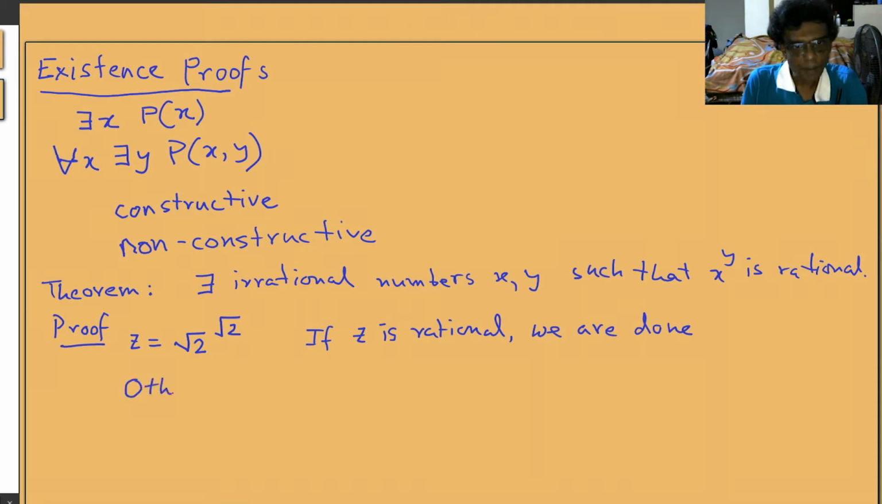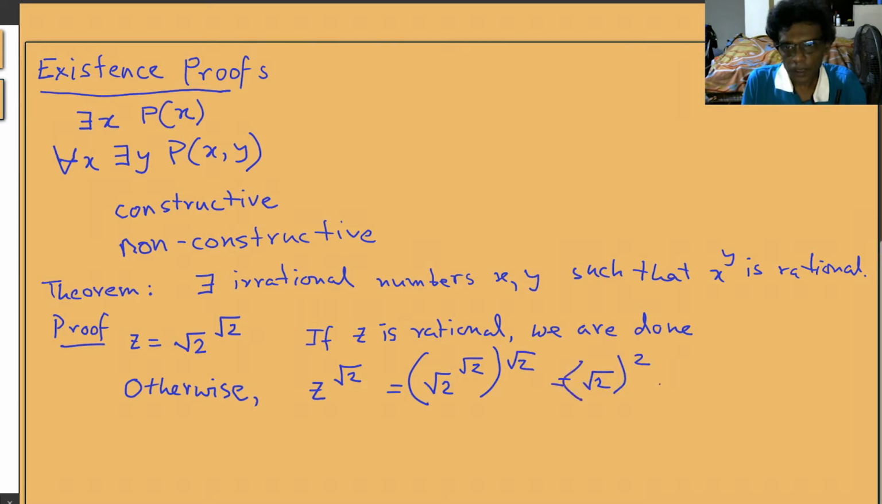Otherwise, Z is irrational, then raise Z to the power of root 2. So this will be root 2 power root 2 power root 2, that is root 2 whole power 2, which is nothing but 2. So this is rational. I do not explicitly say which case happens. If it is rational, then root 2 power root 2 is rational. Otherwise, this power root 2 is 2, which is rational.